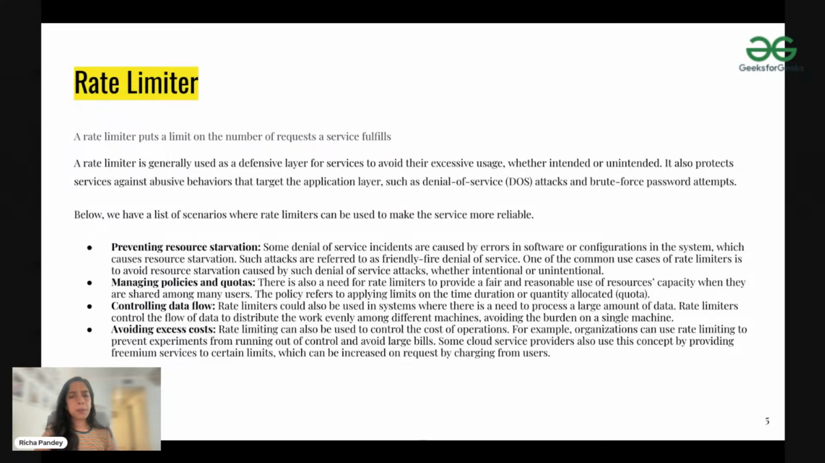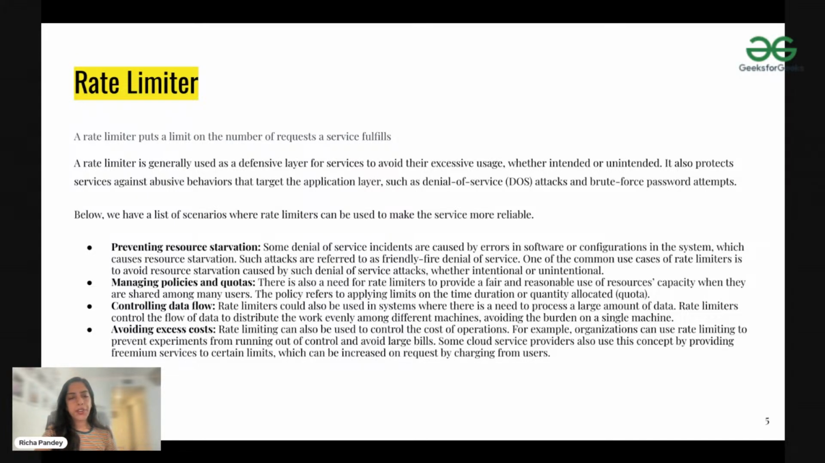These are the two important benefits of a rate limiter. Then it also helps control the data flow. So if you have a large amount of data that you want to process, you want to use a rate limiter to basically evenly distribute it across machines and handle the data and process it in a distributed manner, and not have just one single machine carrying all the burden.